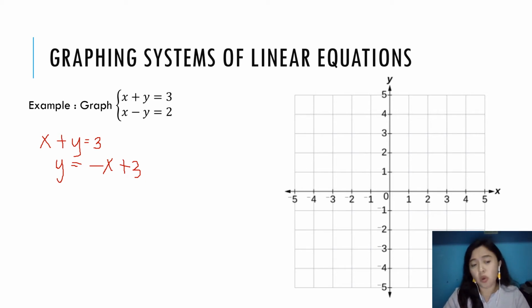So, what is the slope of that equation? The slope for this equation is negative 1. And knowing that it is a whole number, it has an imaginary denominator of 1. What is the y-intercept of that equation? So, the y-intercept of this equation is 3. So, we have now the first equation.